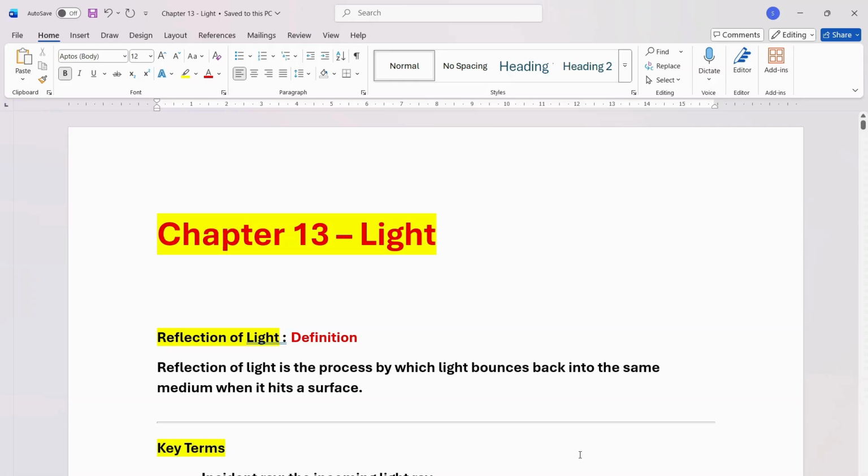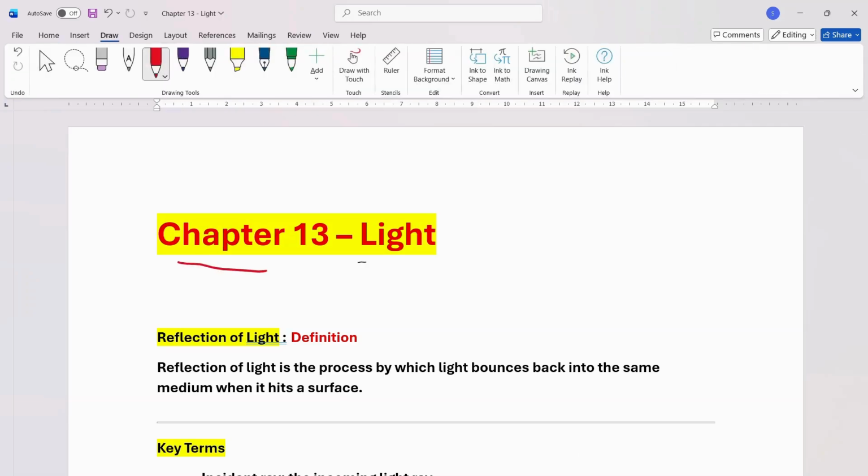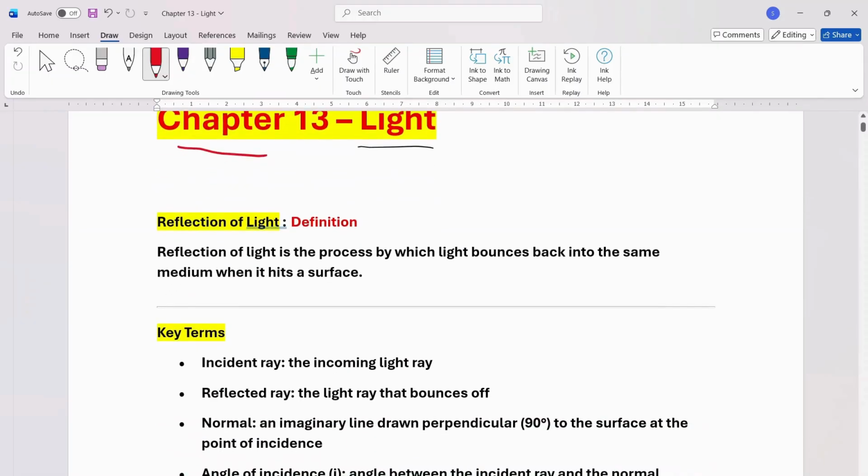Let's start with our chapter 13, light. Reflection of light is our first concept. What is reflection of light? Definition: reflection of light is the process by which light bounces back into the same medium when it hits a surface.